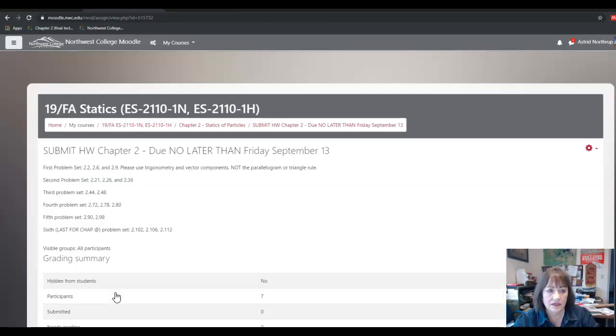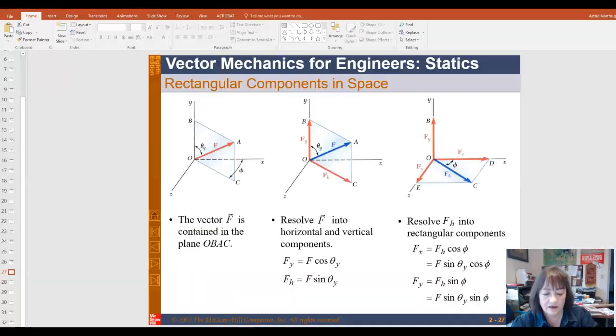If you take a look at the assignment, I've put up all of the homework assignment for chapter 2. So some of this is ahead of our lecture today, but when we get to the 6th problem set, these will be the last problems for the entire chapter. So this will take us through today and all of next week.